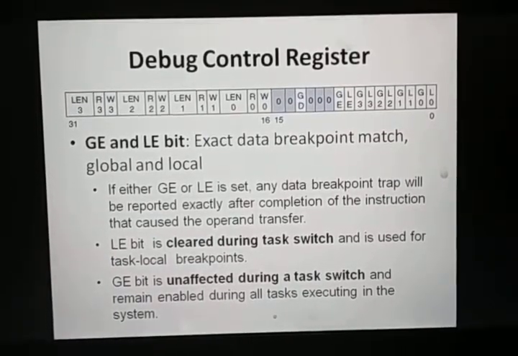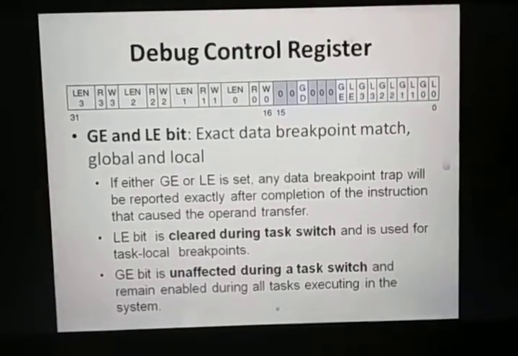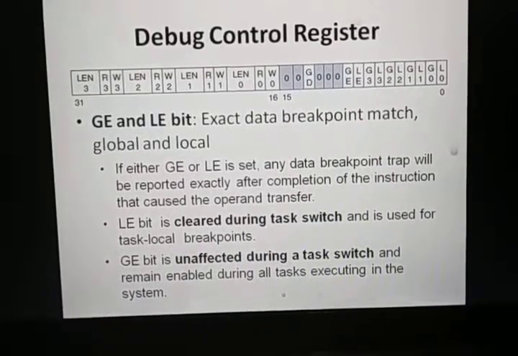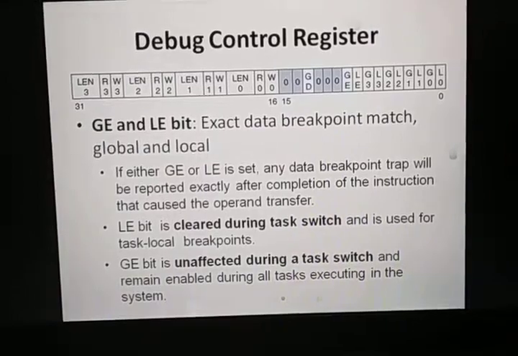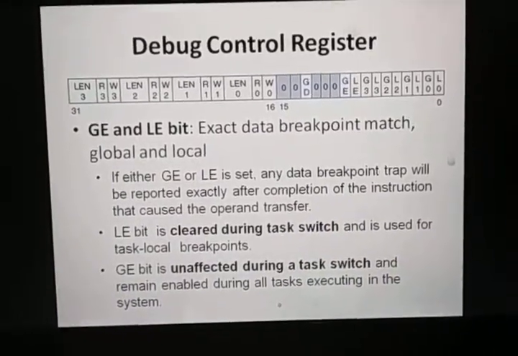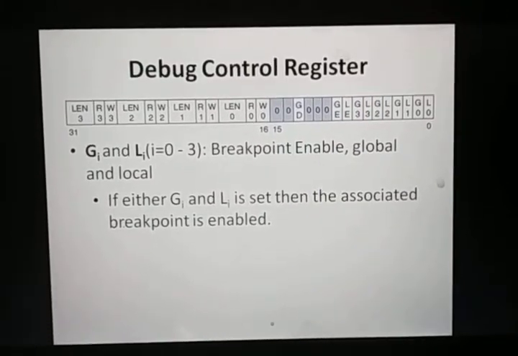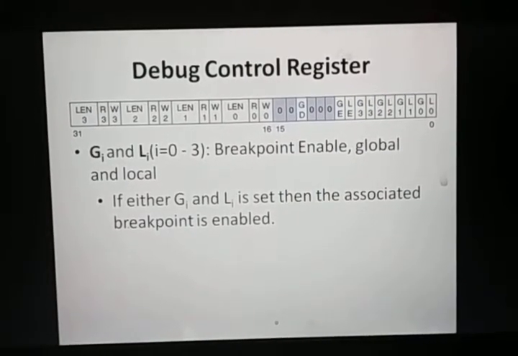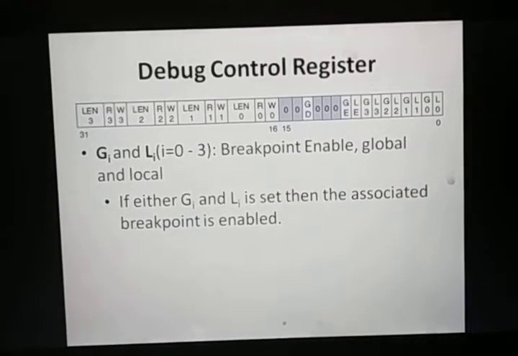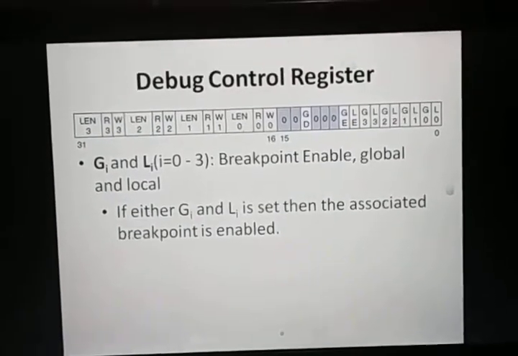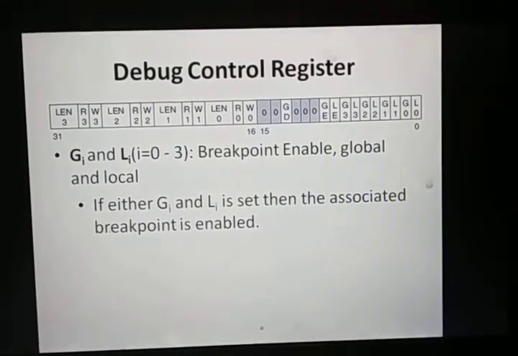The LE bit is cleared during the task switching operation, while the GE bit is unaffected during task switching. Because the LE bit is related to the local task, whenever a task switching operation is performed the LE bit is changed, but the GE bit remains unchanged during task execution. Then GI or LI: breakpoint enable, global and local. If either GI or LI is set, then the associated breakpoint is enabled.